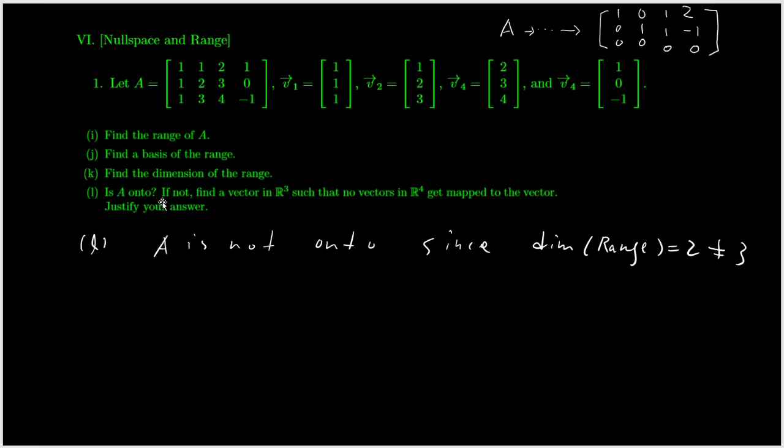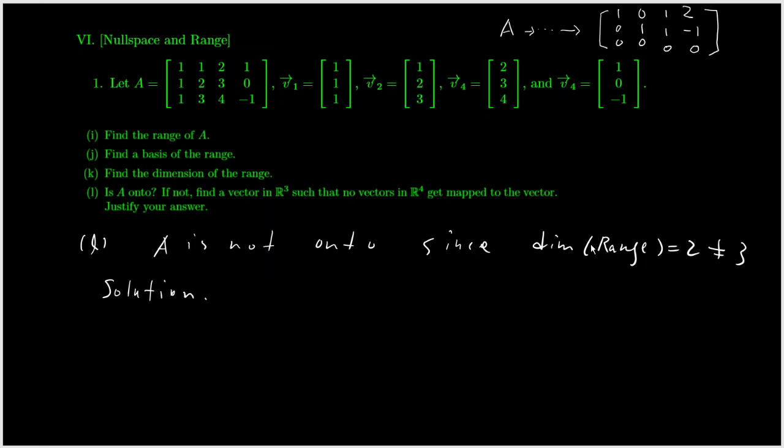One more question, okay? You're not done with the last question yet. If it's not onto, the most convincing way to convince people is to find a vector in R3 that is not in the range. I want to repeat, the most convincing way is to find a vector in R3 that is not in the range, so it's not onto. No vector will get mapped to that vector. Probably I do not have time to go over this in detail, but I will give you a hint. Maybe a solution key to the next part.